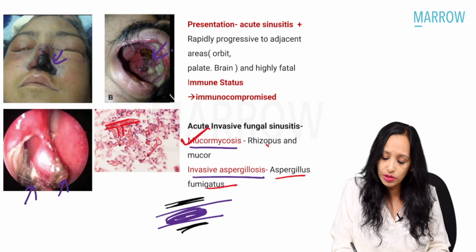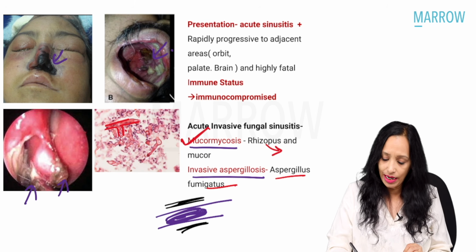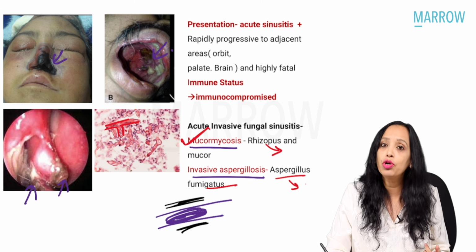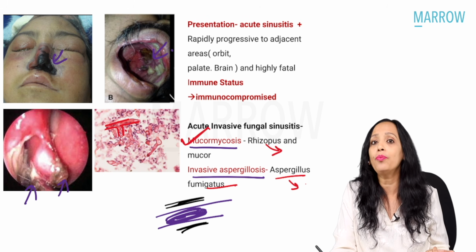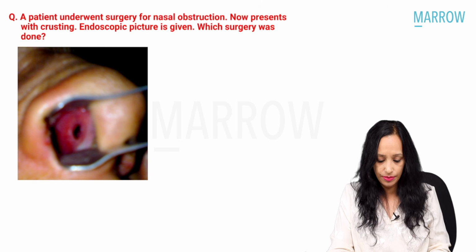If it is mucormycosis, then you immediately start the patient on IV amphotericin B. Whereas in invasive aspergillosis, you give voriconazole. Yes, you manage the immunocompromised status, and you also do a good surgical debridement in both these conditions.